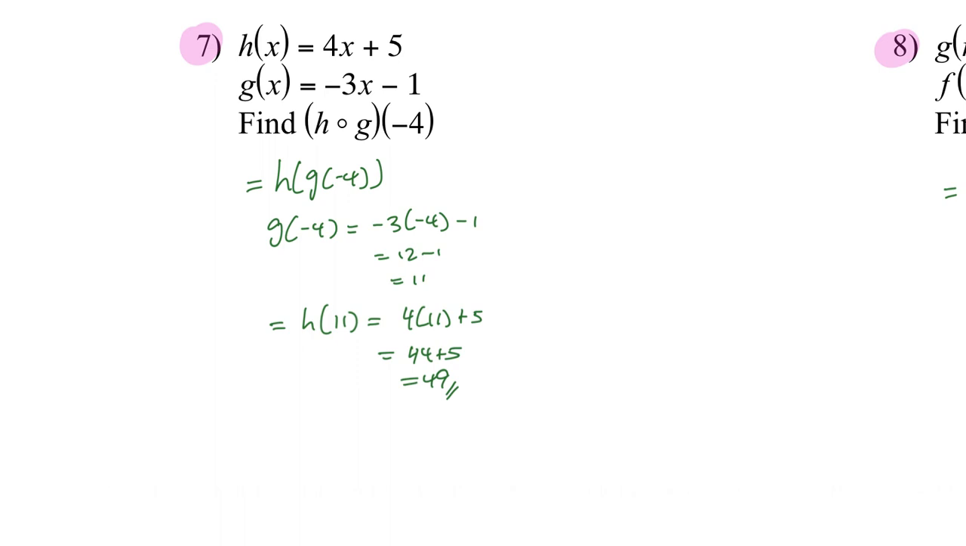So again, number 7, I'm going to substitute g of negative 4 first. So negative 3 times negative 4 is 12. 12 minus 1 is 11. And then that 11, I'm going to substitute it on h. So 4 times 11 plus 5, 44 plus 5 equals 49.